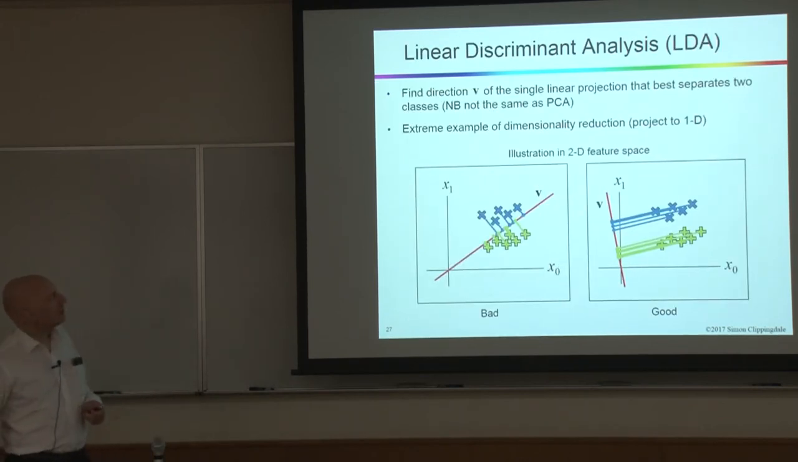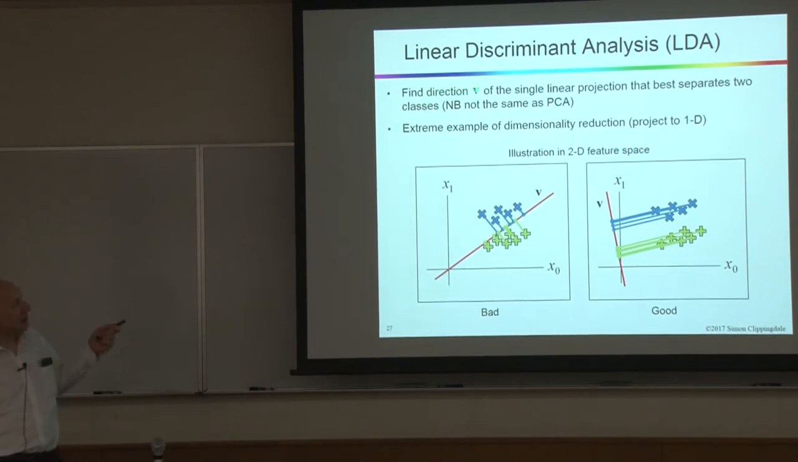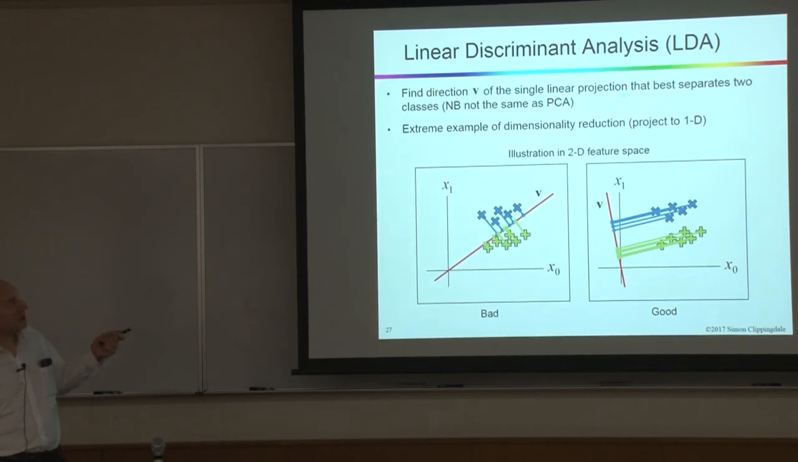In technical terms, that's actually called linear discriminant analysis. The problem in linear discriminant analysis is to find a single direction, a single linear projection of your data that best separates two classes. This is not actually the same thing as principal components analysis. You're just trying to find one projection. And it's an extreme example of compression or dimensionality reduction, because you're reducing the whole problem to one dimension, effectively.